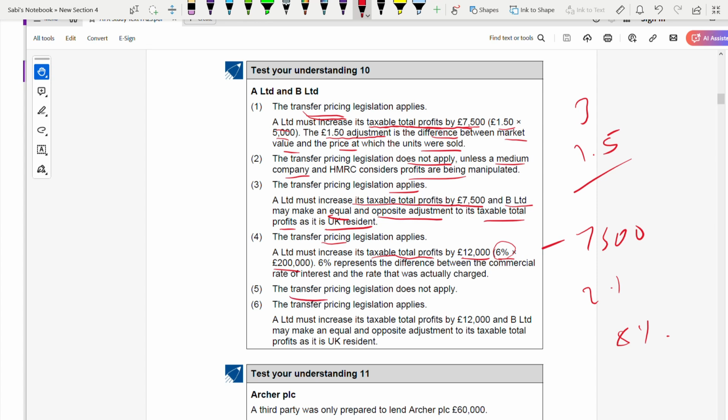Fifth one, transfer pricing does not apply. Here it applies. Here they have to do this adjustment, but B, because it is a UK resident, has to make an equal and opposite adjustment to its TTP as it is a UK resident. It's the same thing.